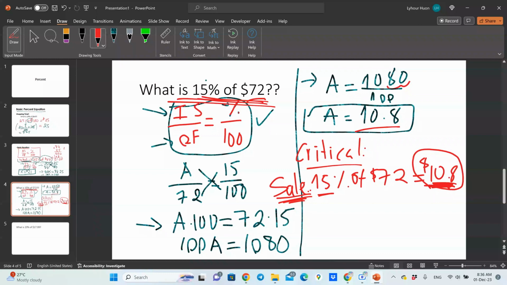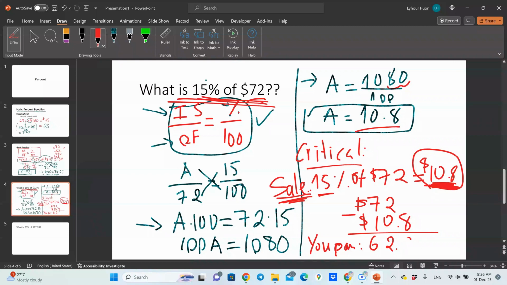But the price is not this much. The price is deducted by this much. So the original price, which is $72, deduct $10.8. This is the amount that you pay. 62.8.